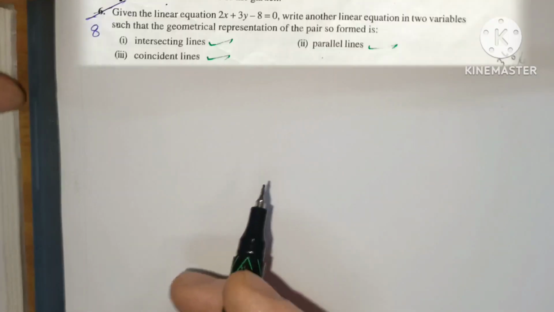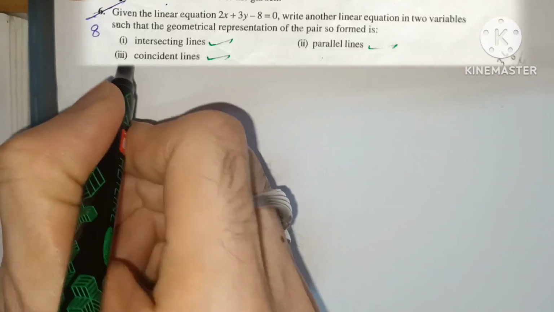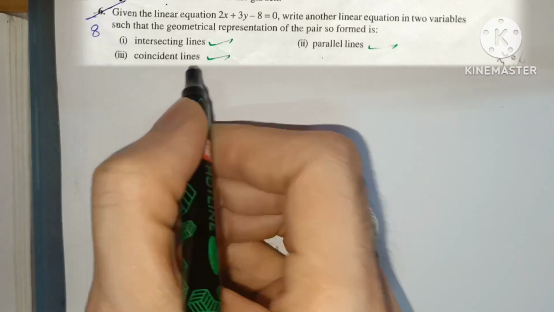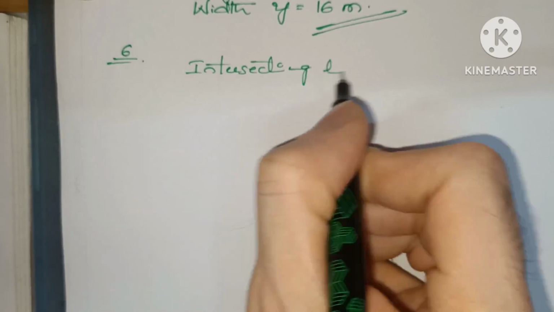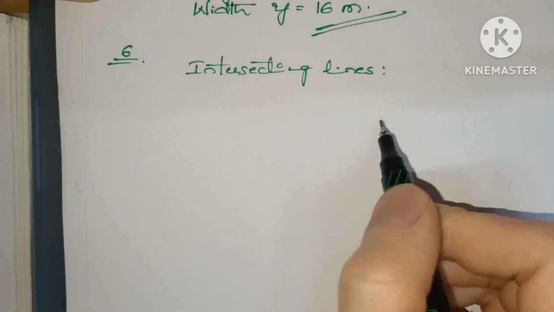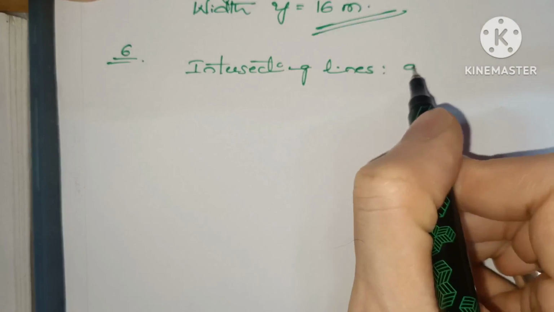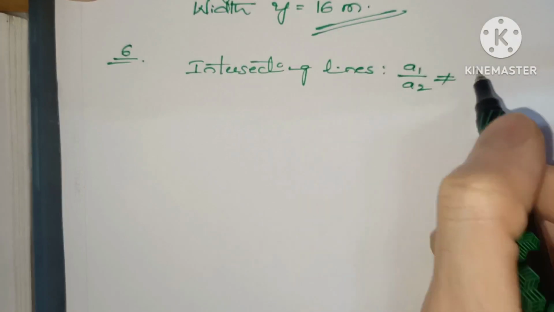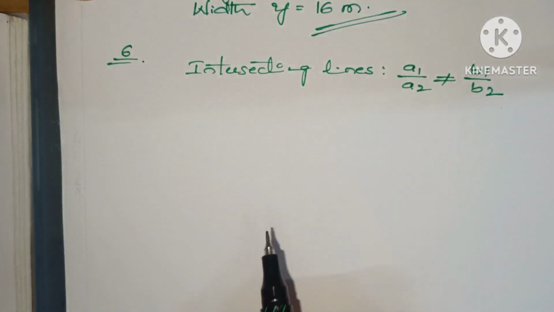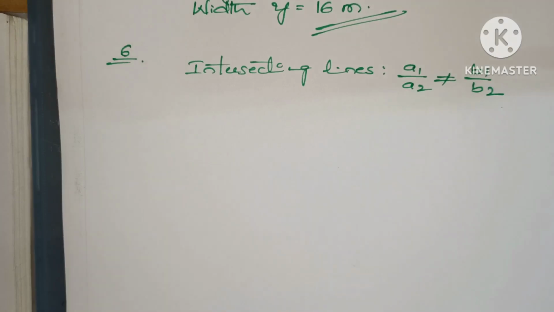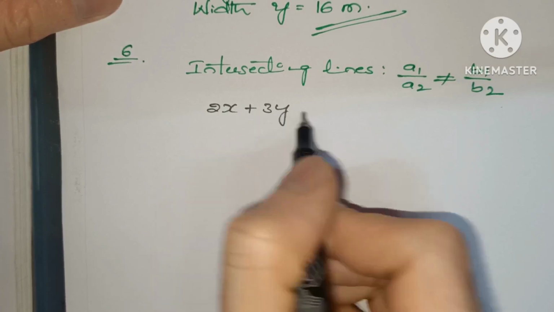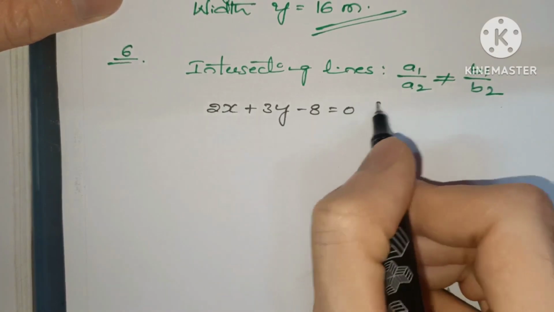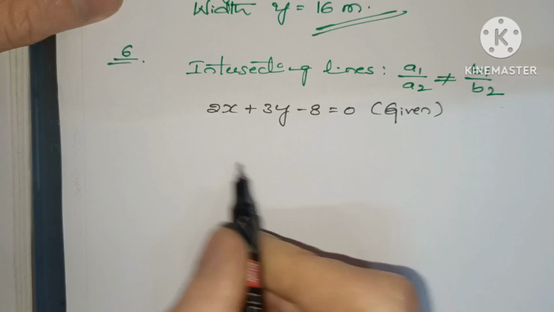Now, this is question number 6. First, the intersecting lines. We know very well, for intersecting lines, what is the condition? Condition you write: a1 by a2 is not equal to b1 by b2, isn't it? Now one equation they have given in the problem, that is 2x plus 3y minus 8 is equal to 0. This they have given in the problem. Now one more we have to choose.